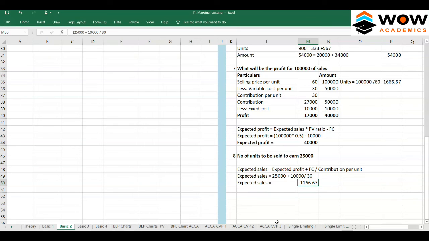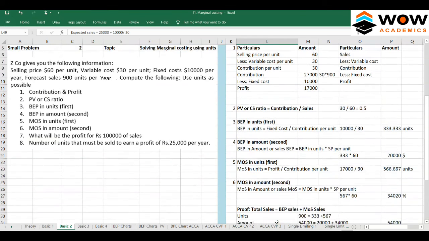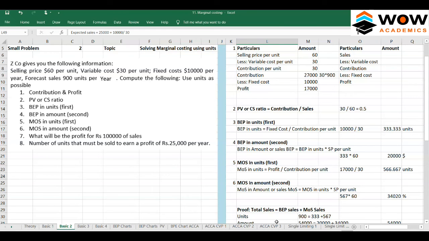You got a number. This number represents units. So if you take 1167 and multiply in this manner, using this format, it's going to be 60 into 1167. You will get 30 into 1167, you will get contribution, deduct fixed cost, you get profit, and that profit will be 25,000. You have to do these sums again and again, then only you'll get a grip of these sums.